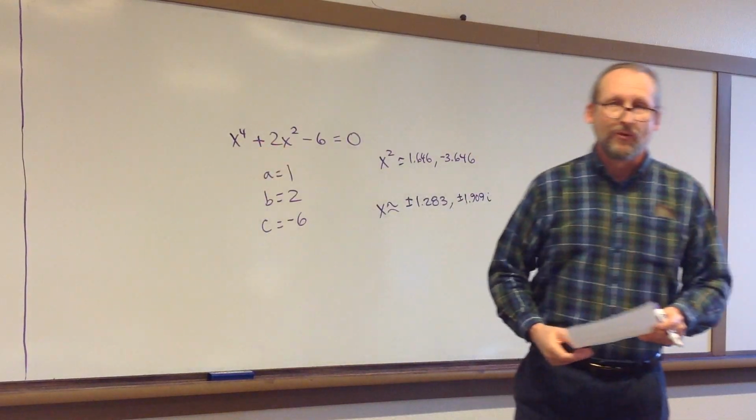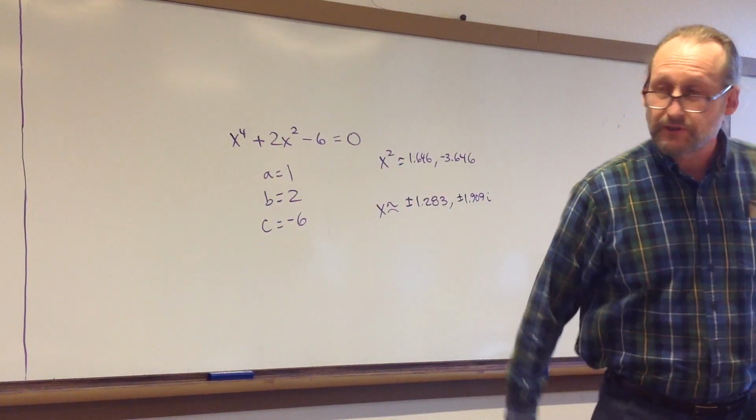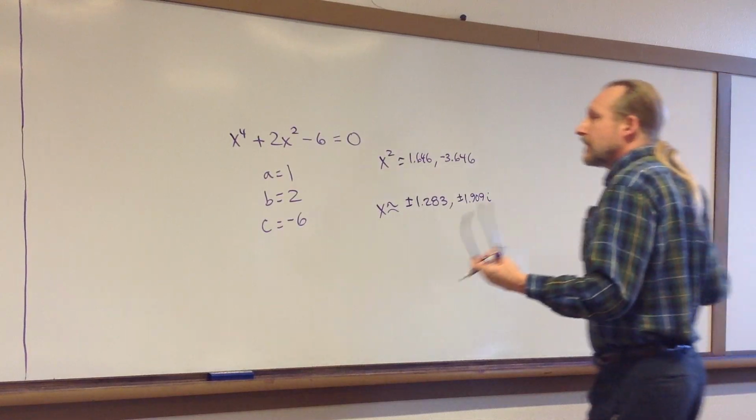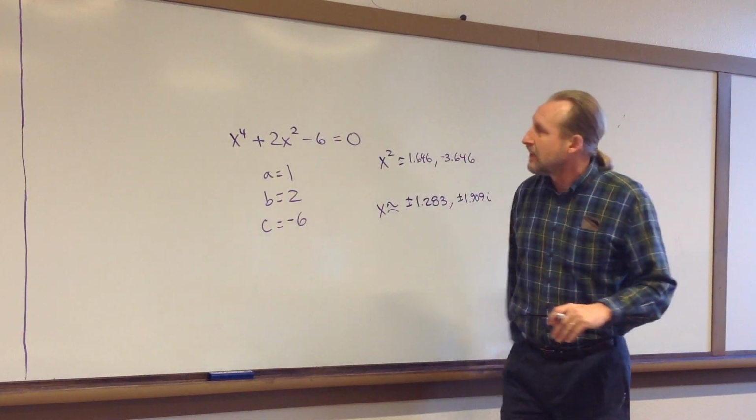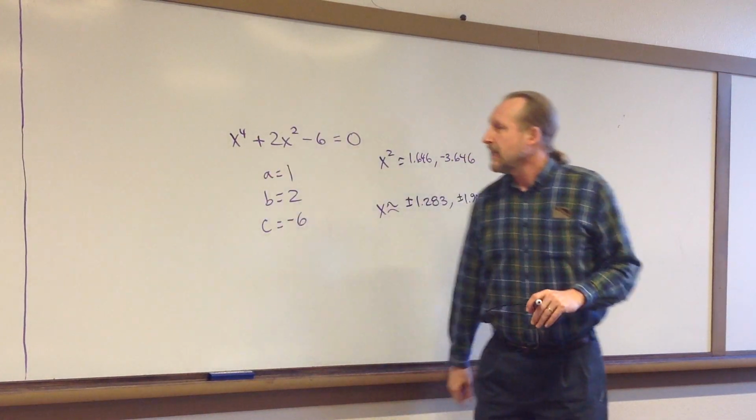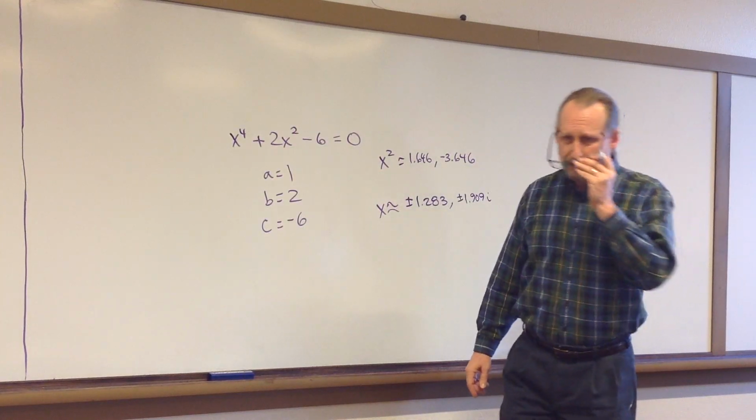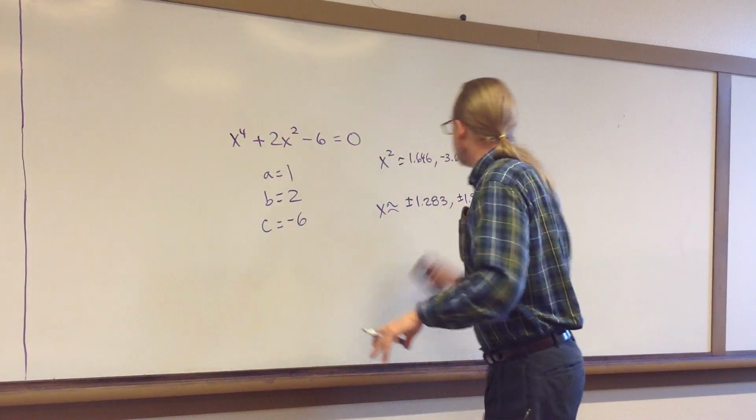This is x to the fourth, and that's the maximum number of solutions that we can have. There's this thing called the fundamental theorem of algebra that said you can have as many answers as the highest power of x in your equation. So that's the general idea here.